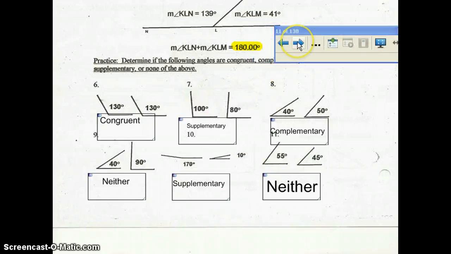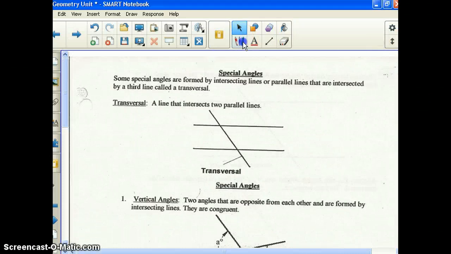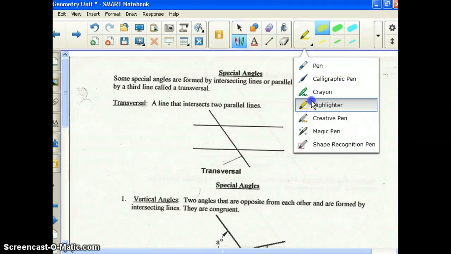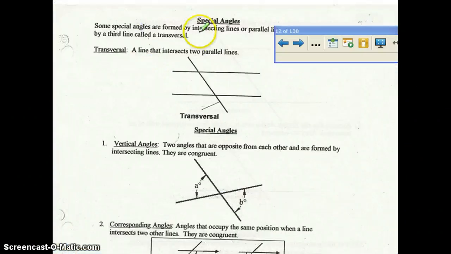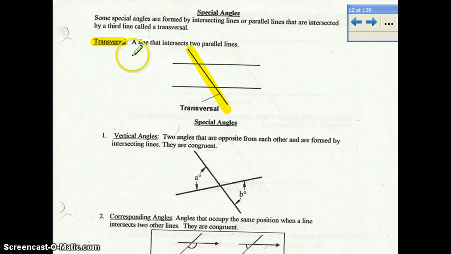Turn your notes to the next page. Now we're going to talk about some special types of angles, which you may or may not have heard of before. Special types of angles are formed when you have a transversal, which is a line that's actually intersecting through two other lines. So right here we have our transversal. It's going right through those two parallel lines. When a transversal goes through parallel lines, a lot of special angles are formed.